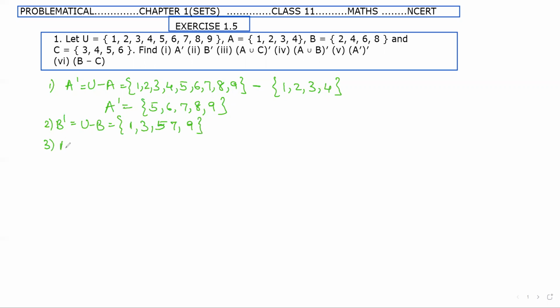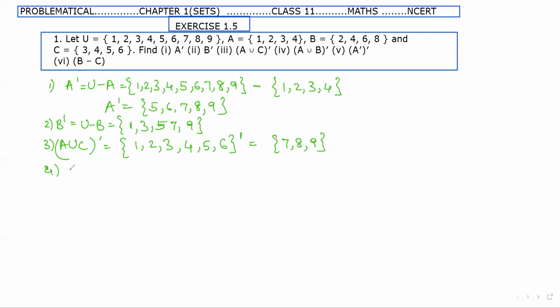Third, A union C whole complement. So first, A union C would be A united with C. Write the elements of A: 1, 2, 3, 4. C contains 3, 4, 5, 6. So add 5, 6 to it. These are A union C, and you have to take the complement of this. So from the universal set, remove these elements. You'll be left with 7, 8, and 9.